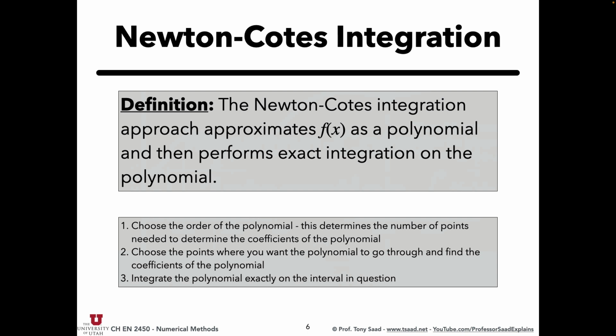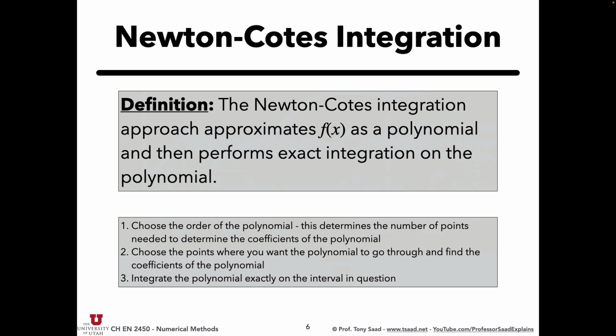So the procedure will be we first choose the order of the polynomial. This determines how many points are needed to find the coefficients of the polynomial. So you could approximate f of x as a straight line. You'd need 2 points, maybe a and b for sure. You might approximate f of x as a quadratic. You need 3 points. So you might choose the point in the middle between a and b, or another point, and so on and so forth. So that's the standard procedure.